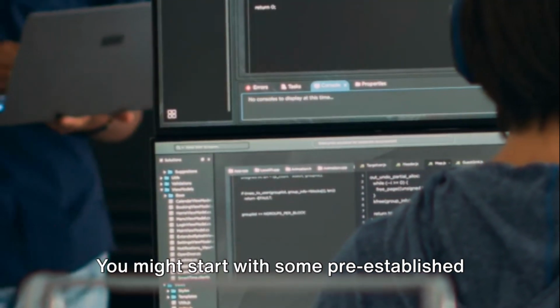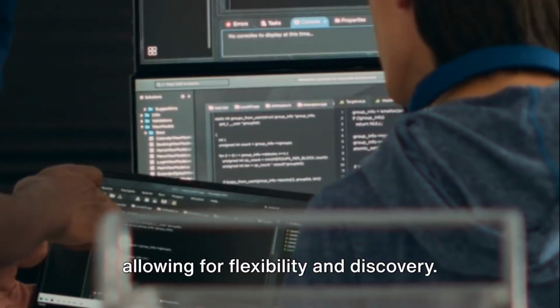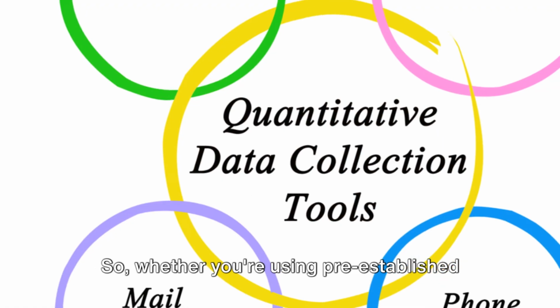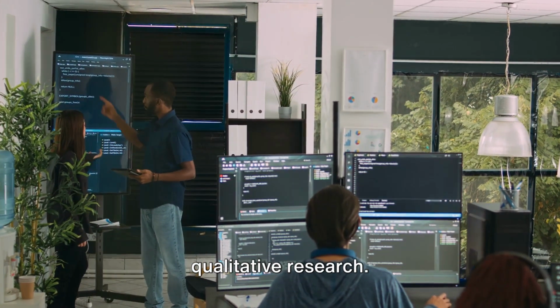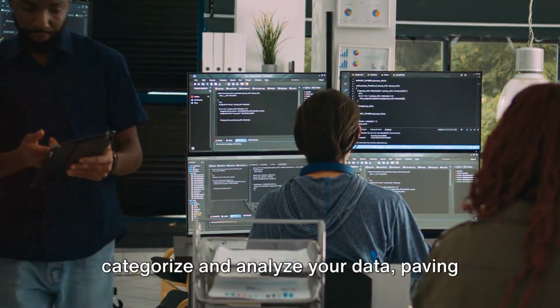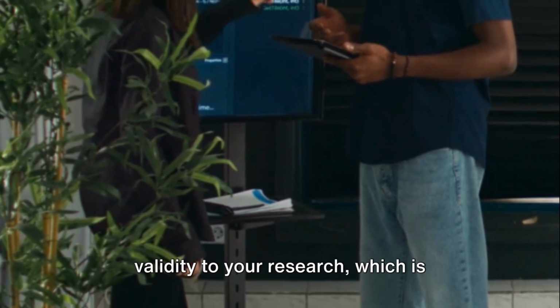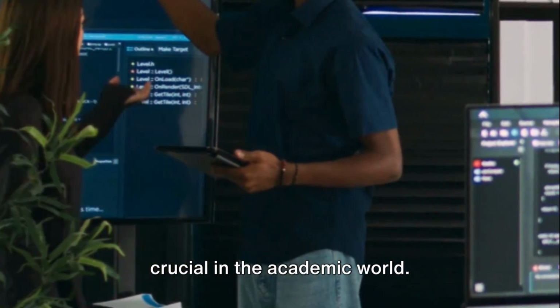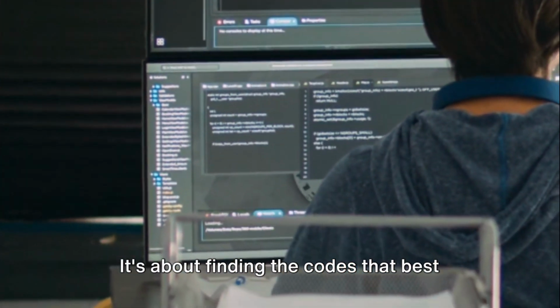You might start with some pre-established codes, but also allow new codes to emerge from the data. This approach gives you the best of both worlds, providing structure while still allowing for flexibility and discovery. So, whether you're using pre-established codes or letting them emerge from the data itself, coding is an essential step in qualitative research. It gives you a way to systematically categorize and analyze your data, paving the way for meaningful insights and conclusions. Plus, it adds a level of transparency and validity to your research, which is crucial in the academic world. Remember, coding isn't about finding the right or wrong codes. It's about finding the codes that best represent your data and support your research objectives.